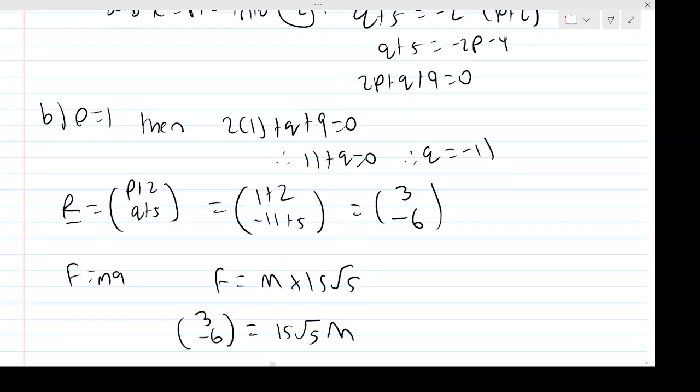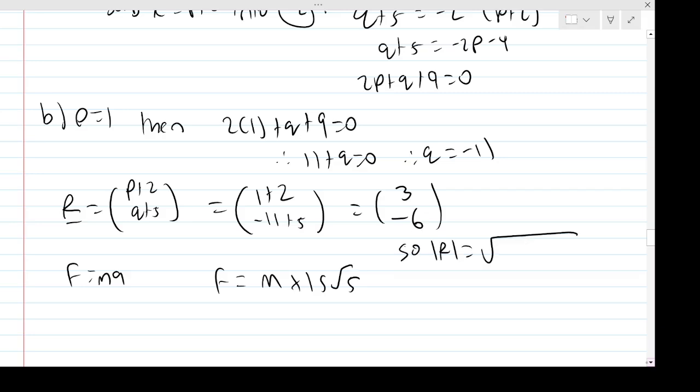A vector can't just equal a number. That is invalid. So what we're going to do is take the magnitude of this vector here to get it into a number. Remember, every vector has a magnitude as a length, which, if we work that out, is going to be the root of 3 squared add minus 6 all squared, which would be 3 root 5.